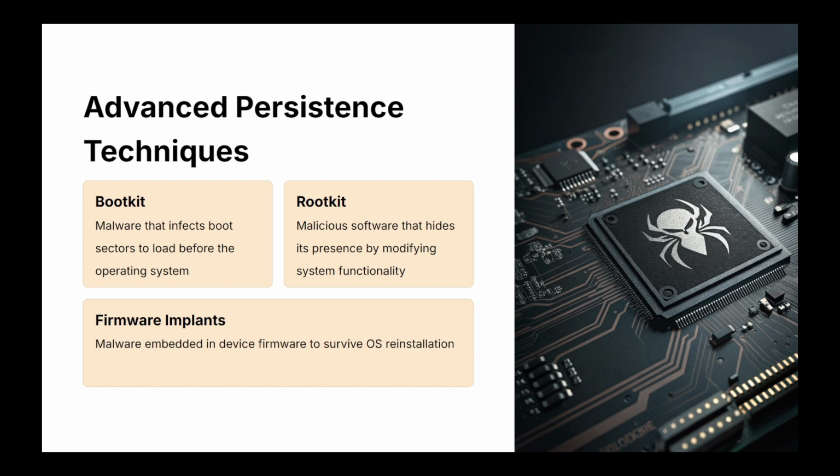Rootkits are designed to hide the presence of malicious files, processes, or even network activity by modifying how the operating system functions. They operate at a very low level, often in kernel space, making them incredibly hard to detect and remove. Then there is the firmware implant. These are perhaps the most persistent of all. The malware is embedded directly into the firmware of a device like a hard drive, network card, or motherboard. Even if the operating system is completely wiped or reinstalled, the implant can survive and also reinfect the system.